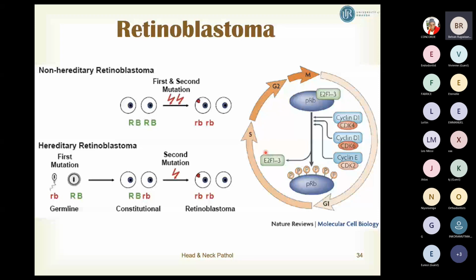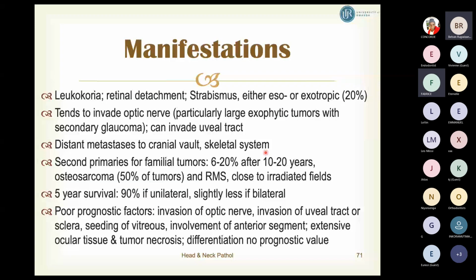So manifestation, the first clinical sign of retinoblastoma is leukocoria. Leukocoria refers to white. So they can have a retinal detachment, where the retina separates and does not stay attached to the choroid.